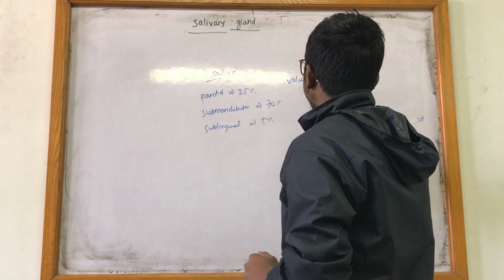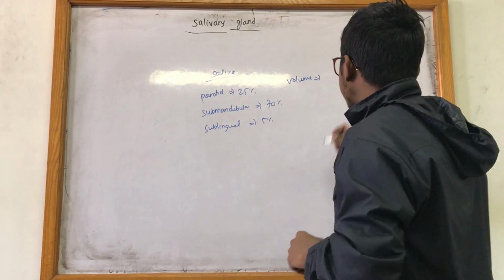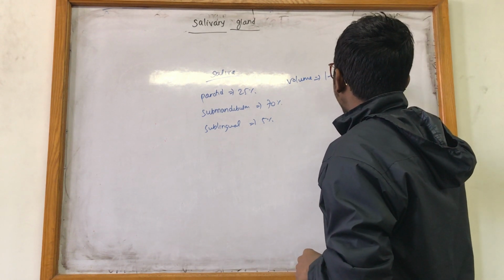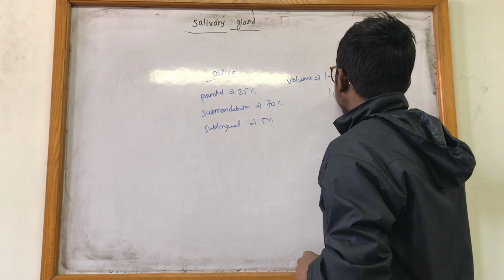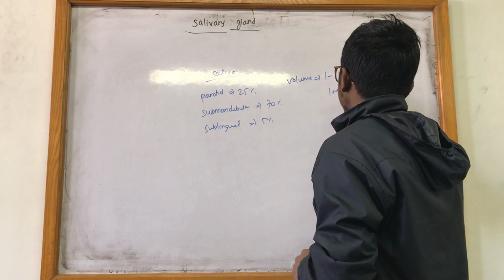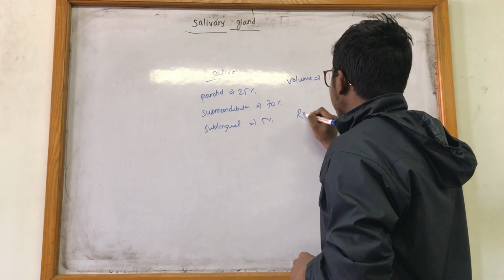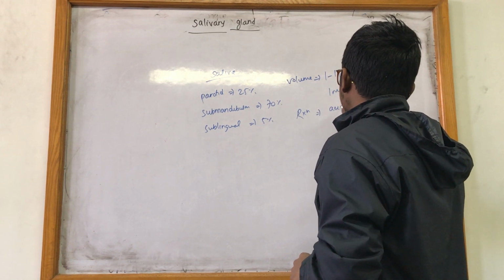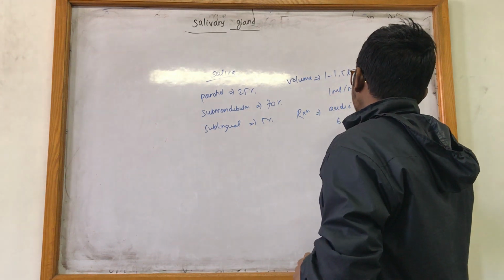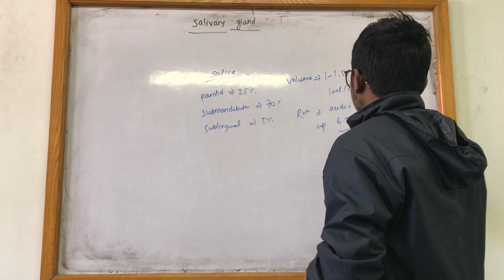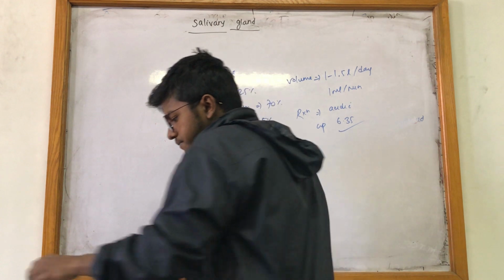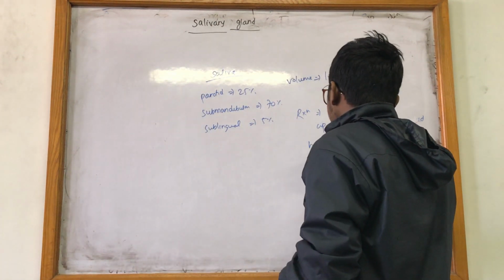Now coming on to the volume. The volume of saliva secreted per day is 1 to 1.5 liter per day, that is 1 ml per minute. Its reaction is acidic, approximately 6.35 pH, and it is hypotonic to plasma.